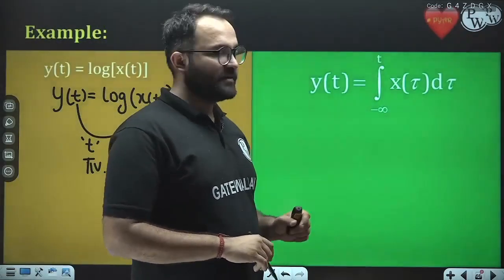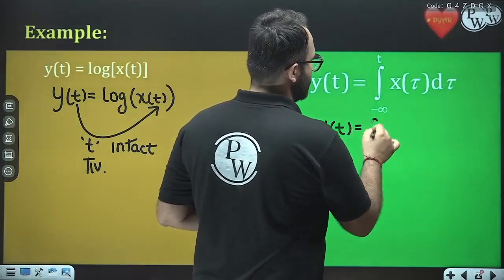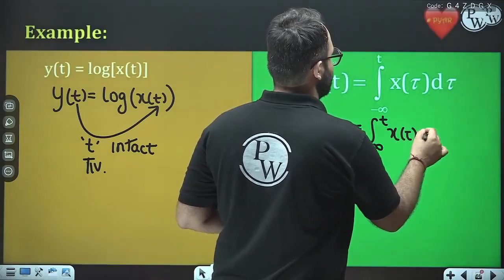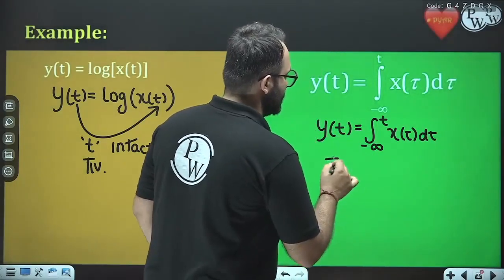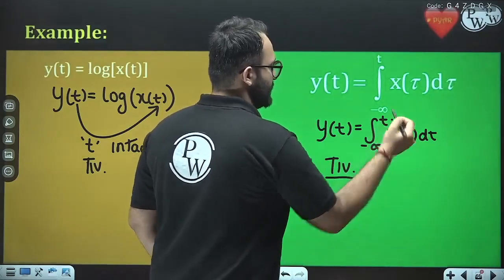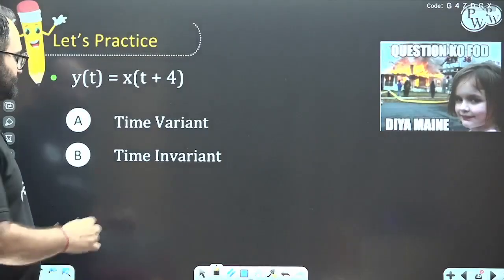Here we can see that in the integration in the RHS, we have variable t which is intact. Okay, so this is a time invariant system. Variable t is intact. Okay, next let's see the examples.